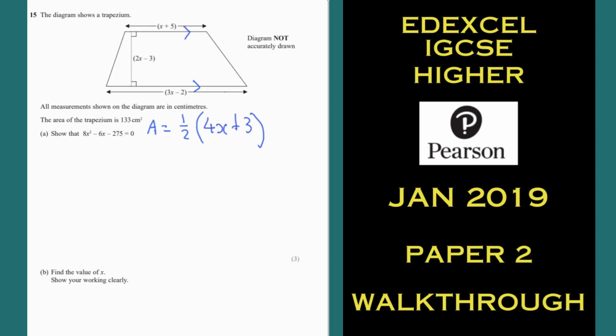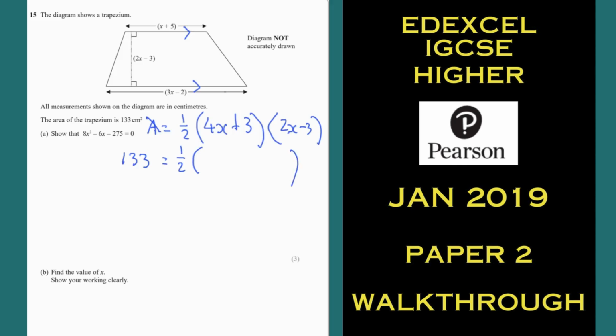So that multiplies by the height, the distance between them. That's how you find the area of a trapezium. And we can say that the area is 133.